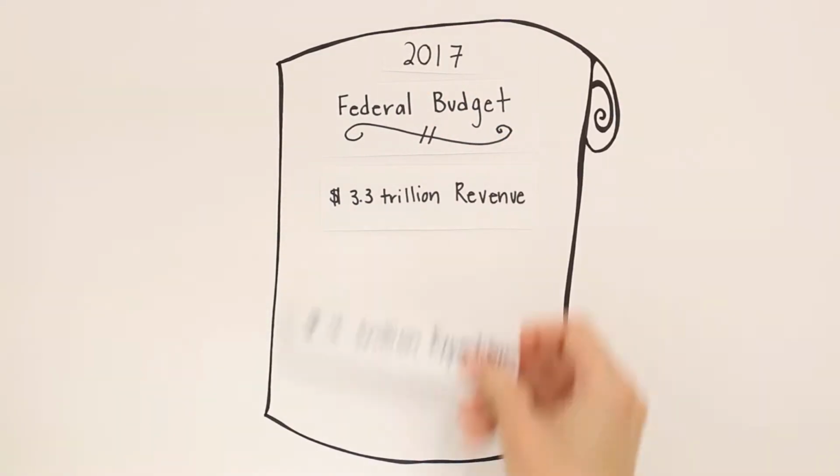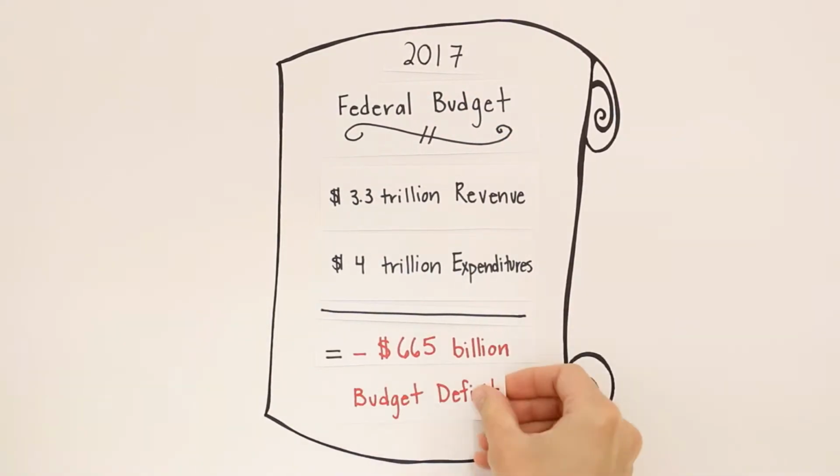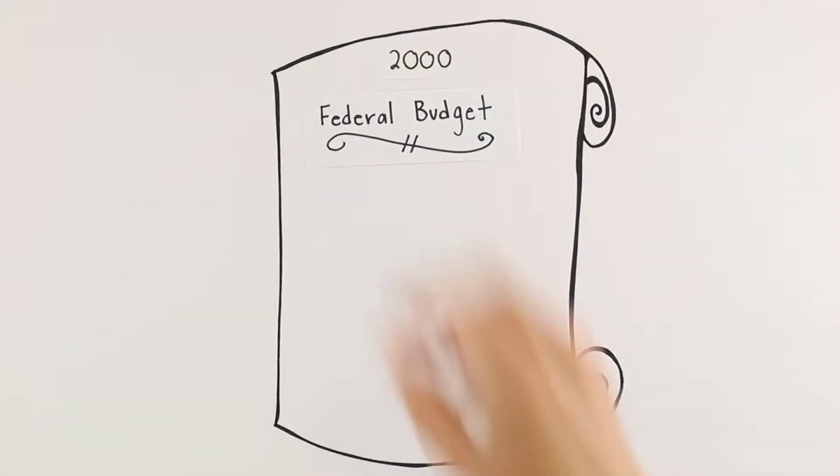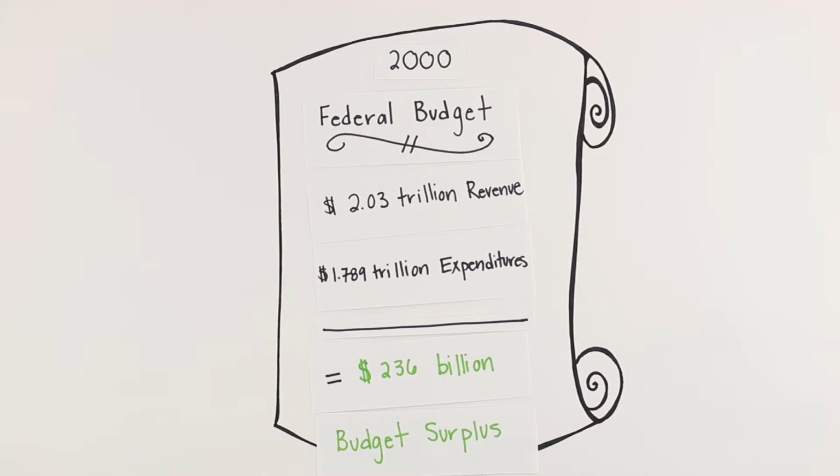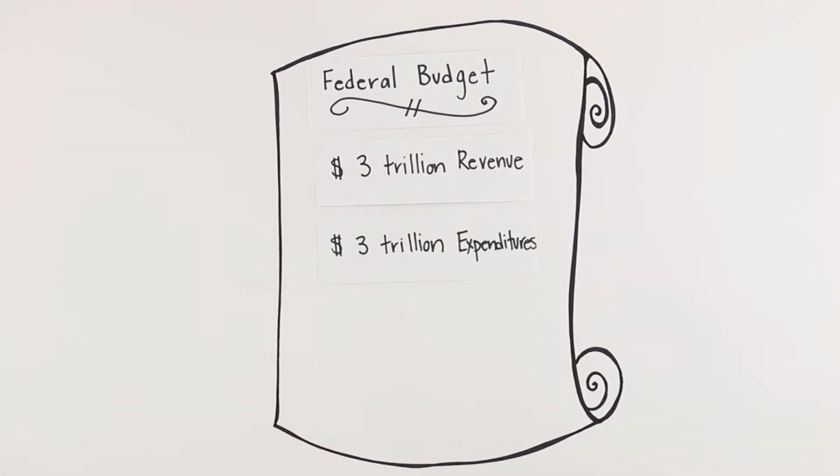The federal budget is a yearly plan that outlines revenues and expenditures for the upcoming year. When the government spends more money than it takes in, it's called a budget deficit. And when the government receives more money than it spends, it's called a budget surplus. When revenue is equal to expenditures, it is called a balanced budget.